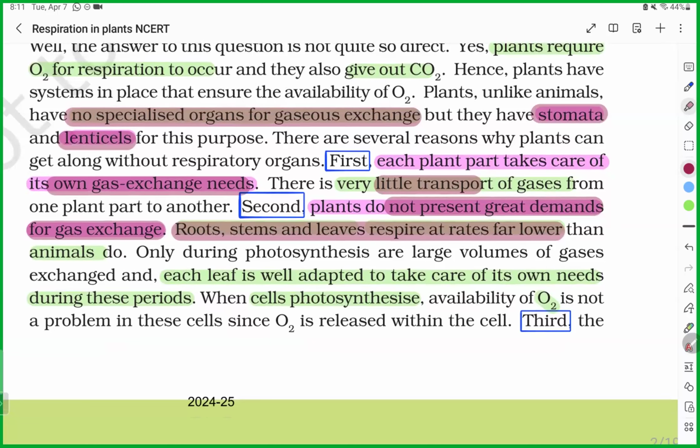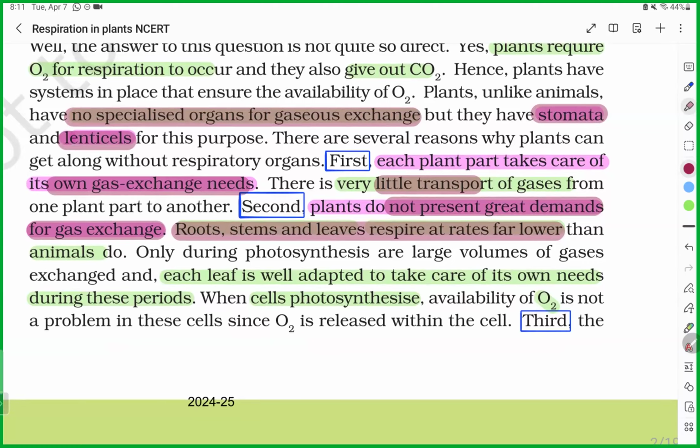Why are special organs not present in the plant? First, individual cells can manage their own needs, so there is very little transportation of gases. Like in our case, the lung will transport to the full body, but there they have direct exchange. Correct.